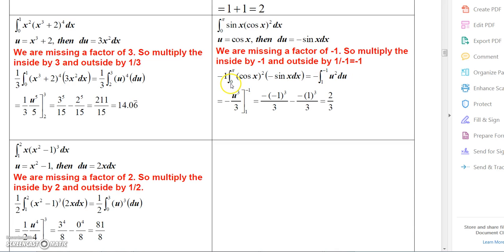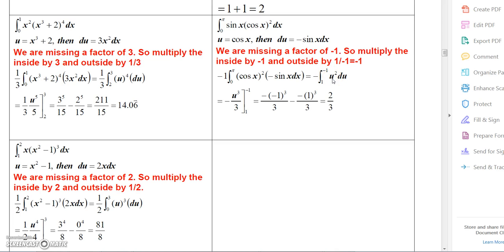Now, to get the new limits, I had to let x be 0 and see what u would be. So plug 0 in for x, and cosine of 0 is 1. So the lower limit here would be 1. And then I had to plug pi in to get the upper limit. So cosine of pi is negative 1, so the upper limit for u is negative 1.